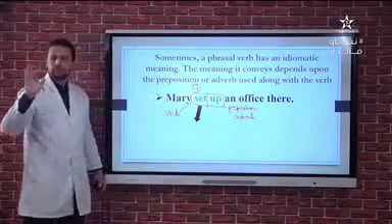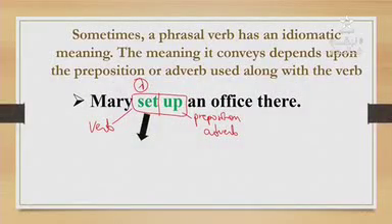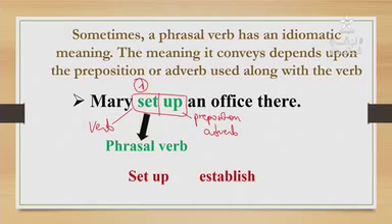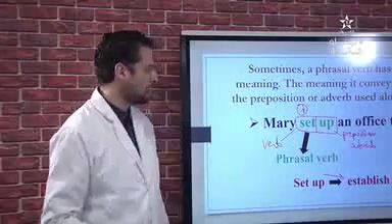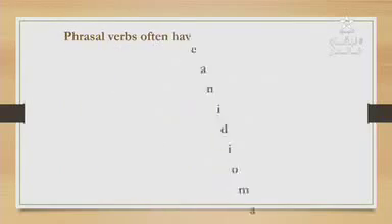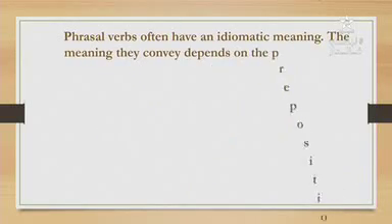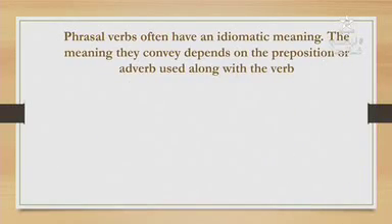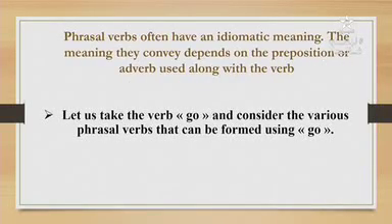But what you have to bear in mind is that when we have a verb, this combination of verb and preposition or adverb gives us the phrasal verb. Of course, set up gives us the meaning of to establish something, to create something, or to build something, right? So this is all about these words concerning the phrasal verbs. The phrasal verbs often have idiomatic meaning. For example, the meaning they convey depends on the preposition or adverb used along with the verb.